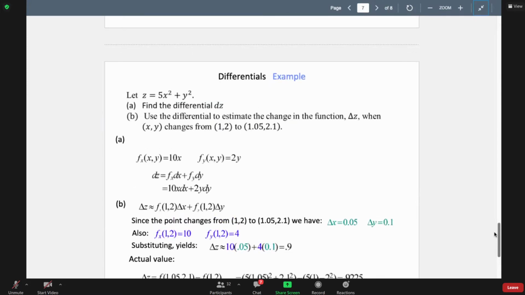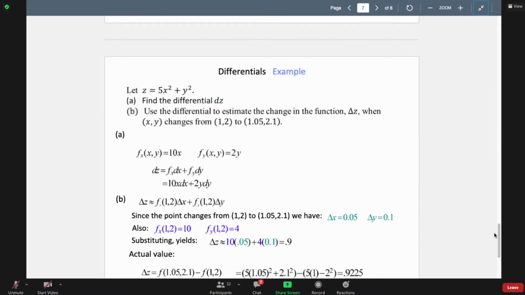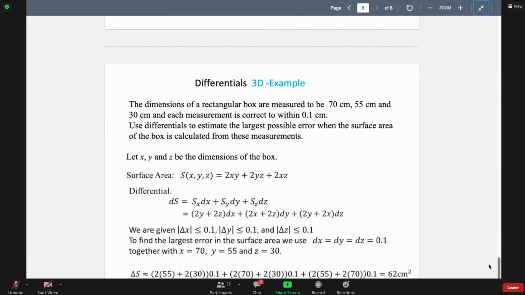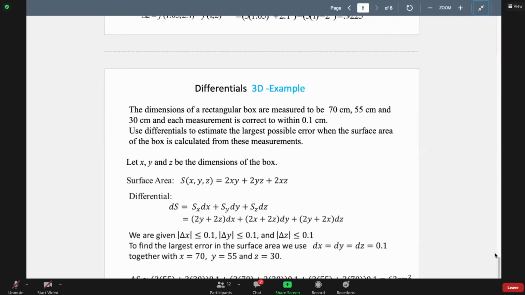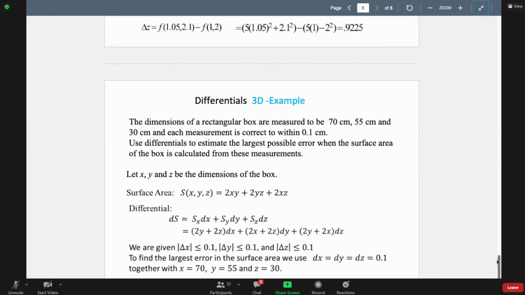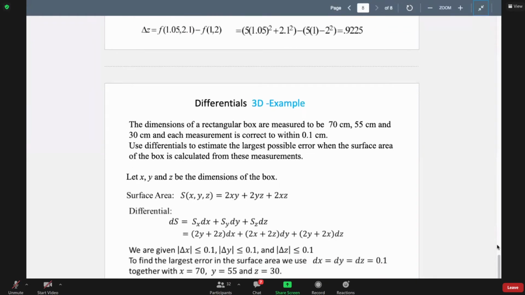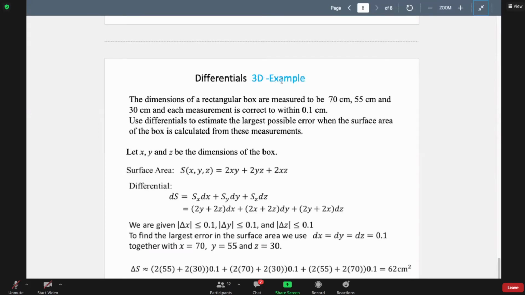Okay, so now, everything we did so far was in 2 dimensions. We have a function of 2 variables, like here, z equals 5x squared plus y squared. Well, you can generalize this to any number of dimensions. Here is a 3-dimensional example. We'll just use some common sense generalization of this to 3 dimensions. So let's check this example.